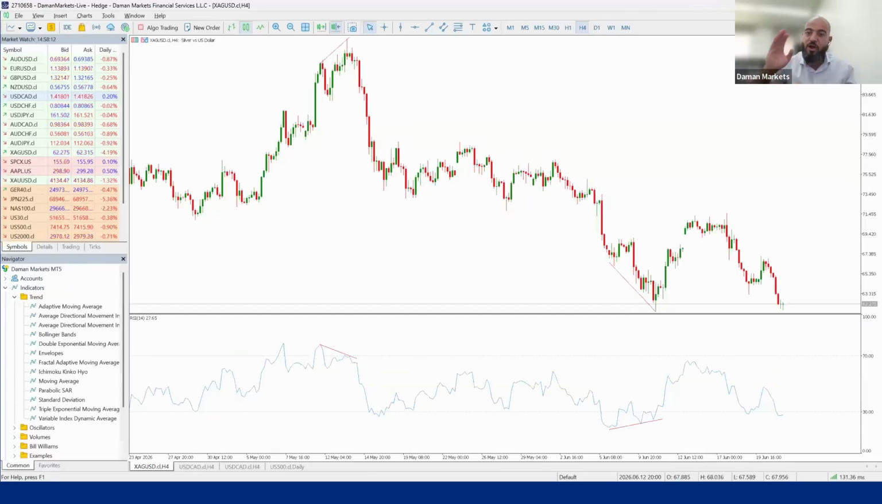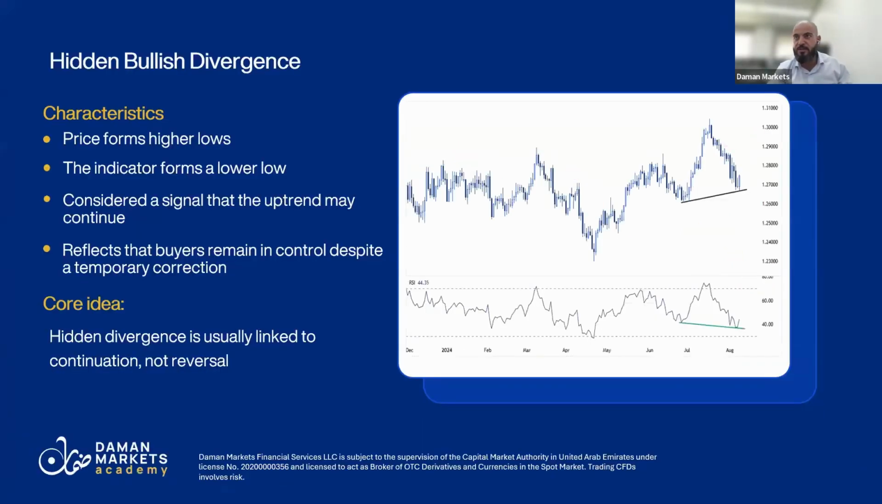I'm going to take you to the same chart again to show you a hidden bearish divergence. But let me explain the hidden bearish divergence first, and then we will have an example on it. So this is the hidden bullish divergence. It allows us to trade an uptrend after a correction and allows us to benefit from the upcoming upward move.